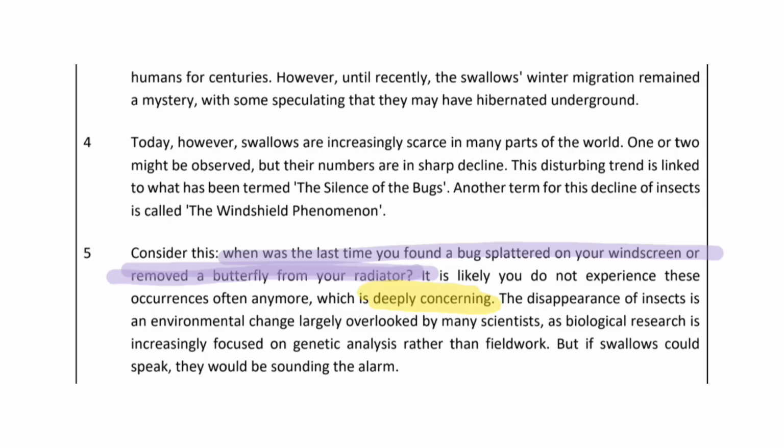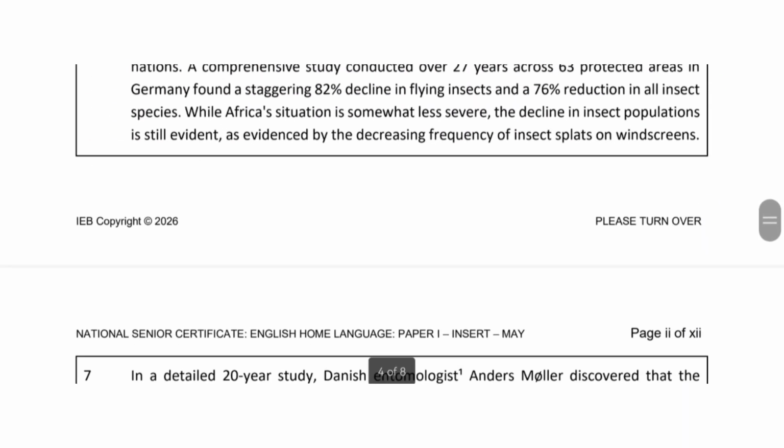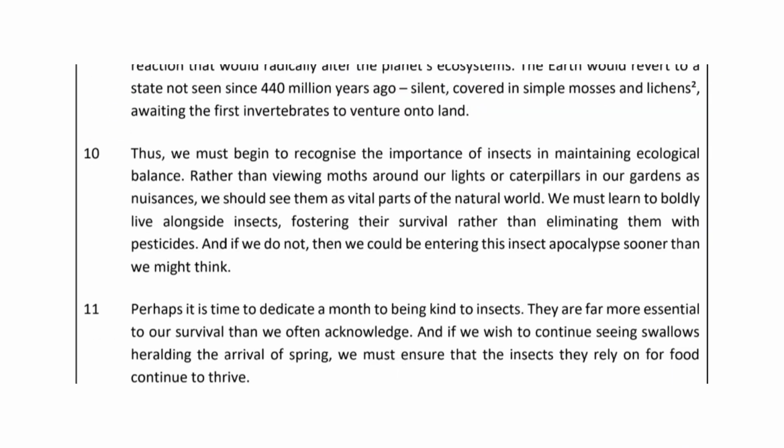these two phrases. Looking at paragraph 4, the windshield phenomenon is the disappearance of insects, observable insects. That is the definition of the phrase. If you look here, the author is arguing that 1 or 2 might be observed, but their numbers are in sharp decline. And when we go to paragraph 10, the insect apocalypse is the elimination of insects by means of pesticides, right? So the author argues that we must learn to live alongside these insects rather than eliminating them by means of pesticides. That is what the insect apocalypse means.